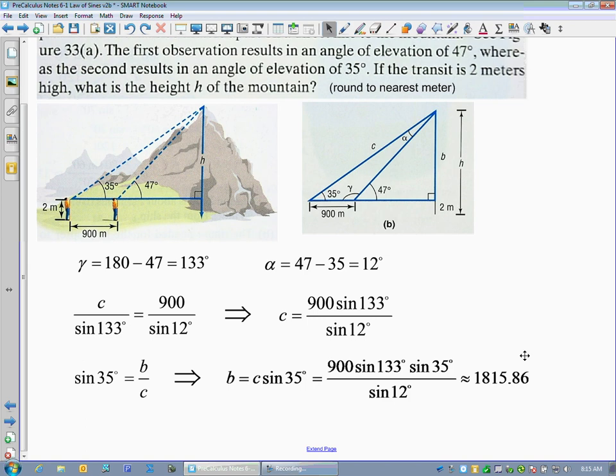So we still need to add 2 meters to this, and then we also need to follow directions by rounding to the nearest meter. So H is really B plus 2, which is going to be approximately 1,818 meters. And we're done.